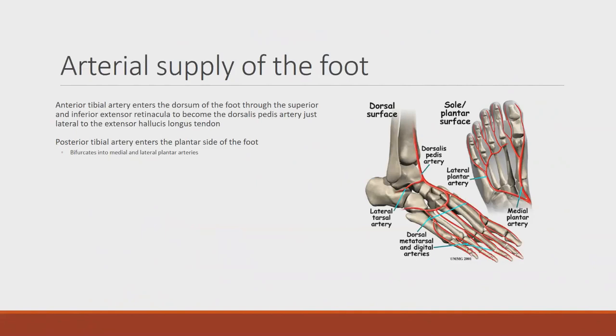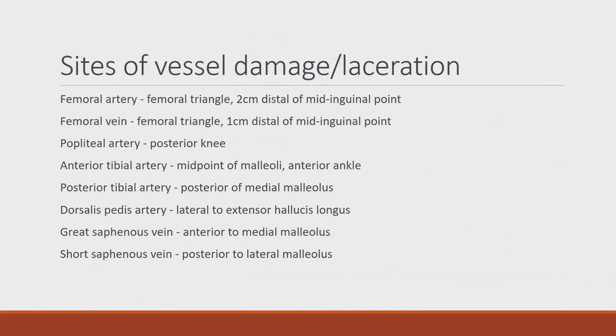And it travels just anterior and lateral to your flexor hallucis longus tendon, which is that big tendon that you see when you stretch your toes out. And these are common sites of vessel damage or laceration because they're so superficial. If you have damage to this area, you can rip through these arteries and veins, and obviously that's not very good because you lose a lot of blood. So we know a femoral artery is very superficial in your femoral triangle. That's where you can feel it. So you can get damage there, popliteal artery in your popliteal fossa, and then you guys can read the rest.